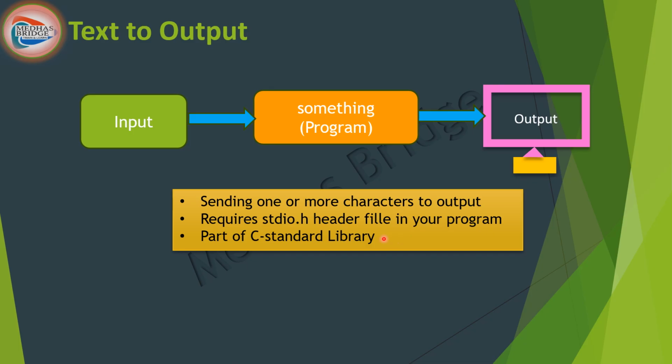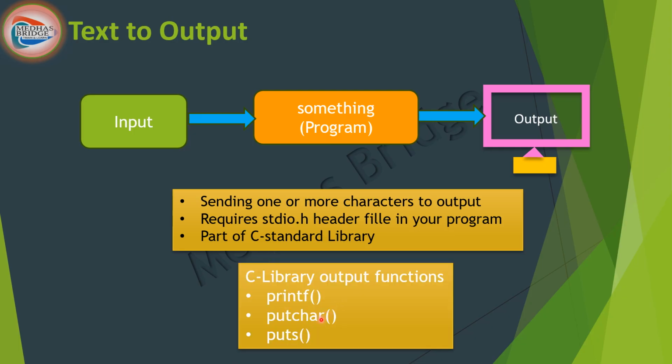For sending one or more characters to the output, what we need in C is stdio.h, the standard input output header file, in your program. This is a part of your C standard library. What are the functions that are available? printf, putchar, puts. These are the three C standard library functions which we use for sending something to the output. The most frequently used output function is the printf library function.